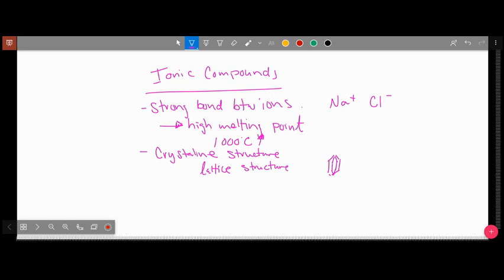The other thing we should know about an ionic compound is when melted or dissolved in water, they are able to conduct electricity.